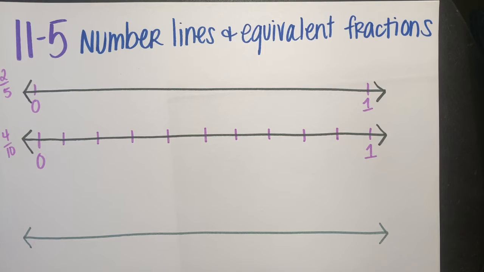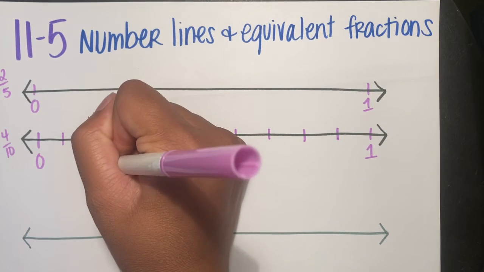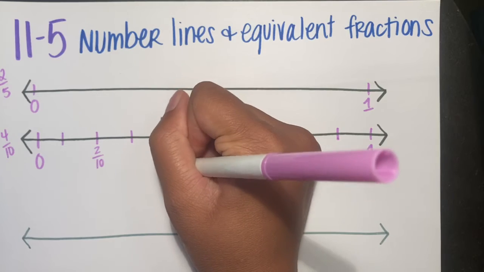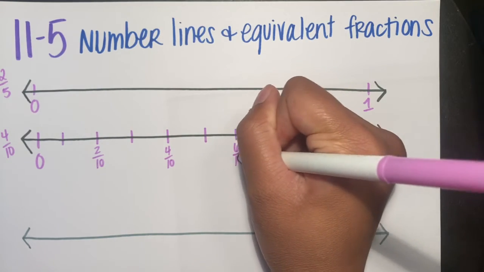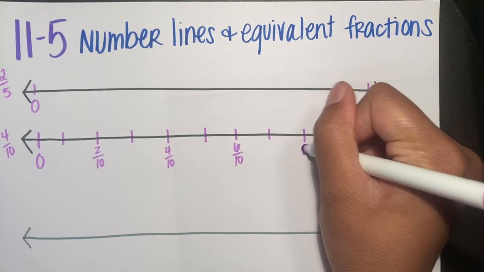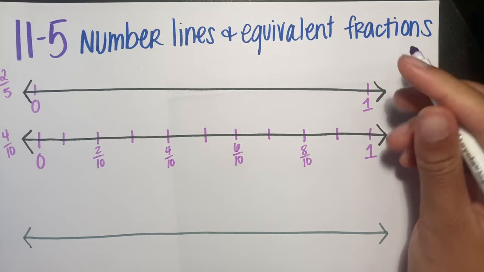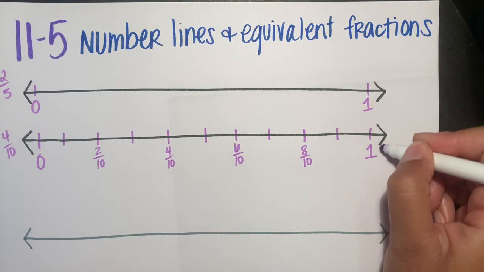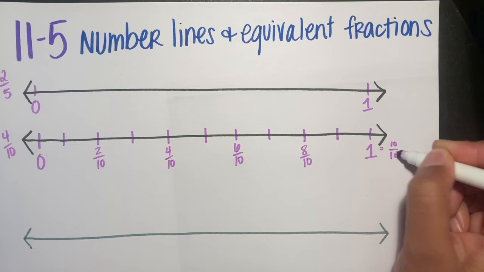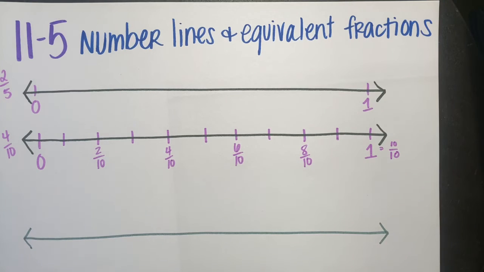Now, we don't have to mark every single point, but we can do every other or just sporadic. We'll do every other, so all the evens. And 1 is the same thing here as 10 tenths, just like we discussed on the previous page.